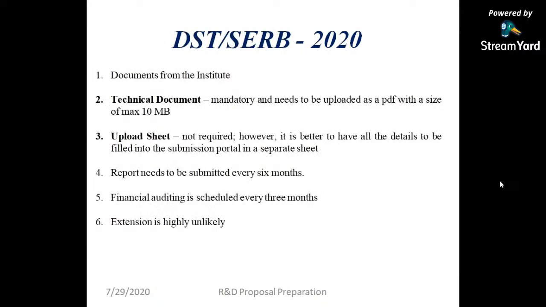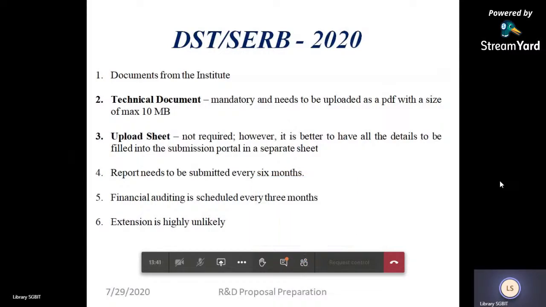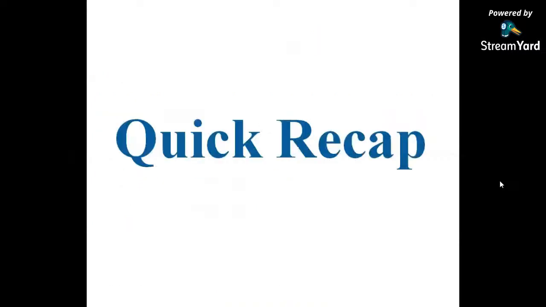And then there is a DST CRG 2020 example which I'll be sharing, which requires a technical document which needs to be uploaded as a PDF. And then there is something called an upload sheet, which I'll also be showing you. There's a lot of difference between what was done in 2013 and what is being done in 2020. Report needs to be submitted every 6 months. Auditing is also scheduled every 3 months. Extension is highly unlikely. Everything is online. So these are the few examples which I'll be showing. So let's go back to the 2013 example.